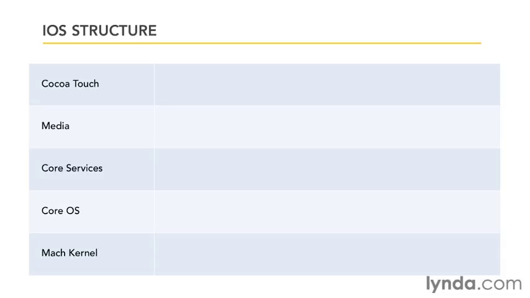For the most part, mobile application developers are only concerned with the uppermost layer, Cocoa Touch, but I think it's a good idea to get an overview of the entire iOS structure so you better understand how it all fits together. At the lowest level is a mobile-specific version of the Mach kernel, originally developed for Carnegie Mellon University and now used by Mac OS X.